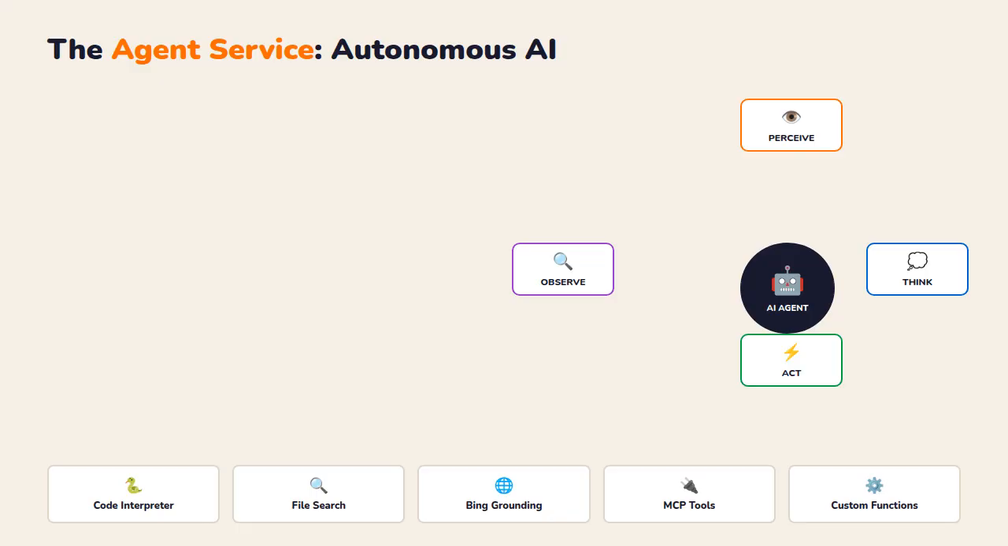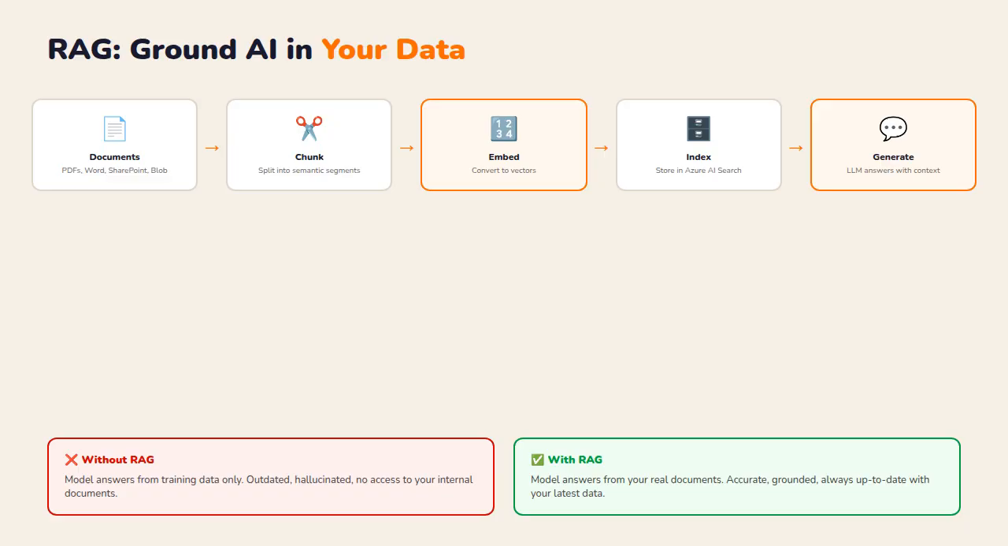The model catalog alone is a game changer. GPT-4o, o1, Llama 3.1 up to 405 billion parameters, Mistral Large, Microsoft Phi-4, Cohere Command R+. You can test any model in the playground before deploying it, pay per token, or use reserved compute.